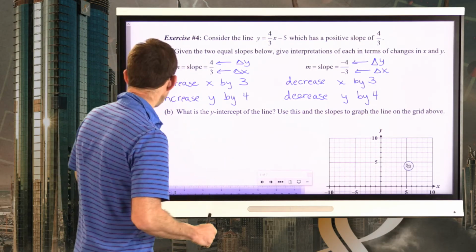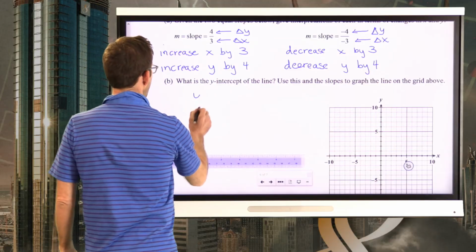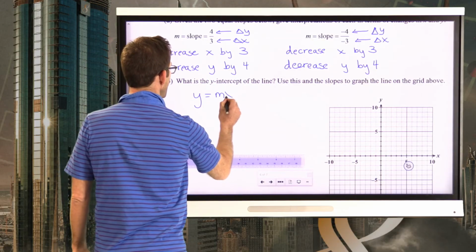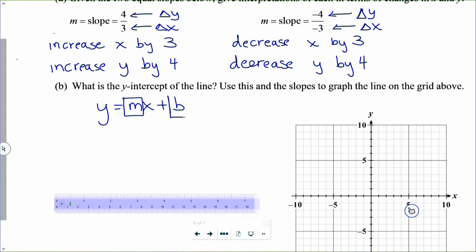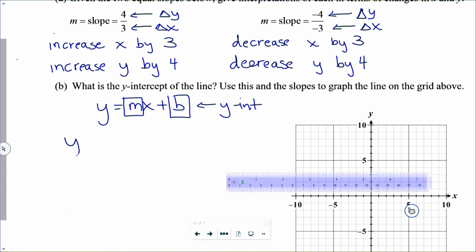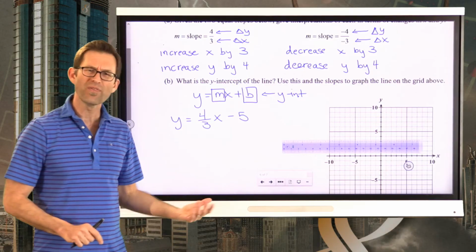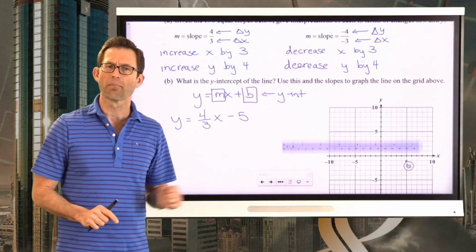All right, well, keep in mind that if I have a line that has this form, y equals m times x plus b, then the m is the slope and this is the y-intercept. But for us, the line is y equals 4/3 x minus 5. So it doesn't quite fit that, right? Because it's not plus a number.